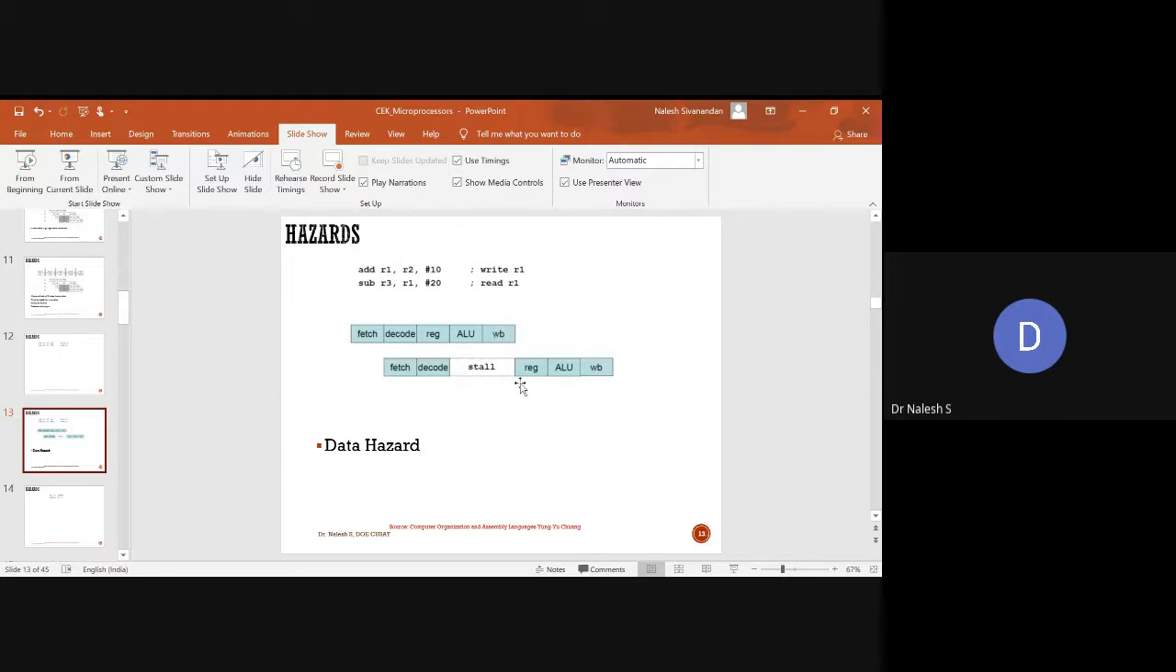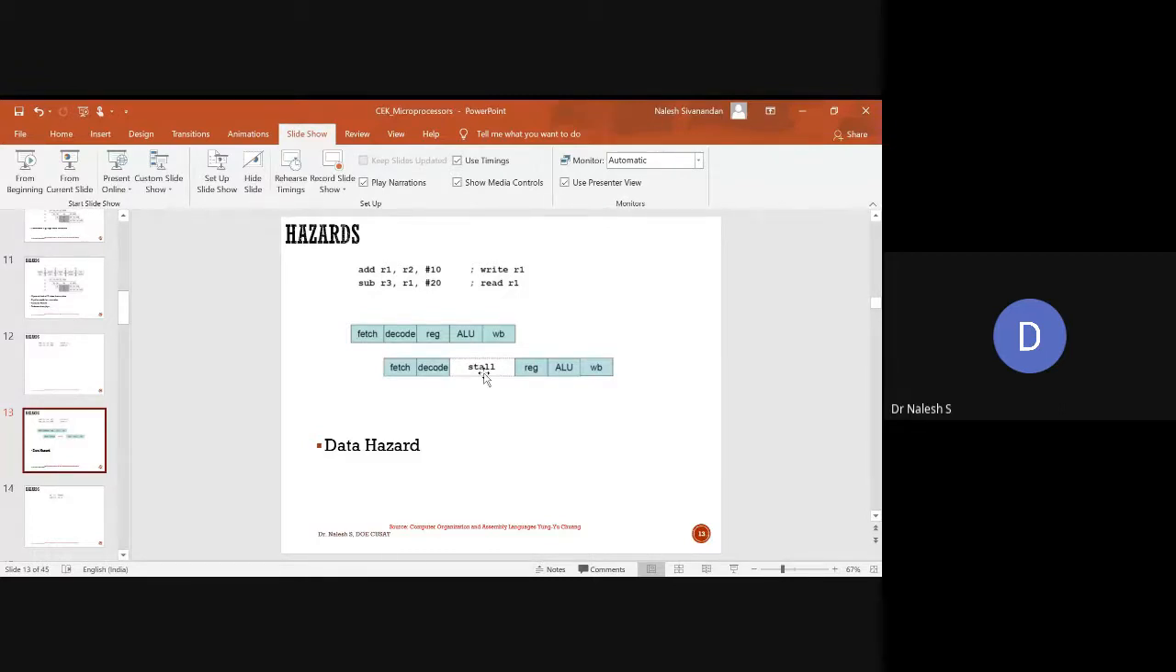So you are stopping the execution of the subtract till you get the data at R1. So you are stalling, you are forcing the instruction execution to stop. Means you are waiting in decode until the data is available in R1 to write back, and then taking it and proceeding. So again, this type of hazard is known as a data hazard.